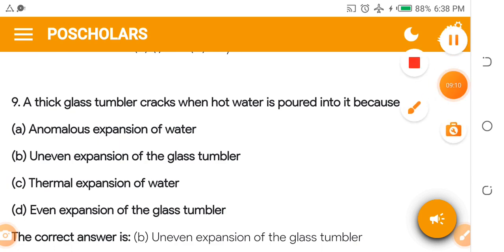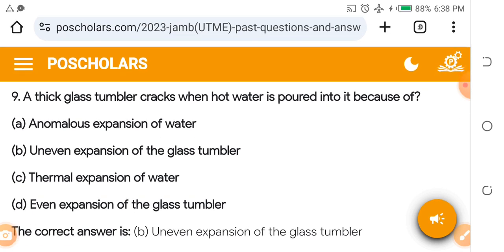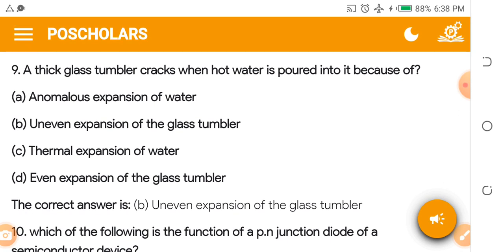Let's look at question number 9. Are you still with me? A thick glass tumbler cracks when hot water is poured into it because of dash. You can see that physics, chemistry, biology, maths have a lot of theory questions that are not even calculation based. What I'm giving you are real JAMB questions.